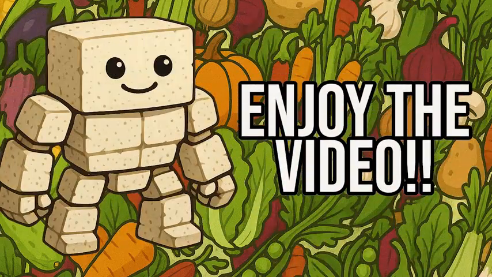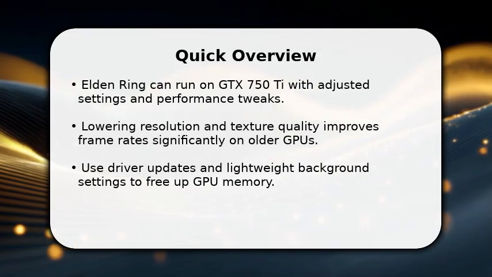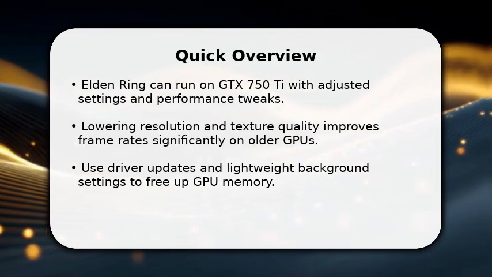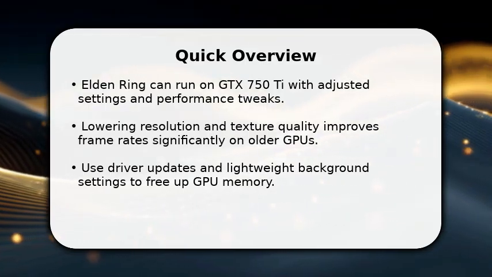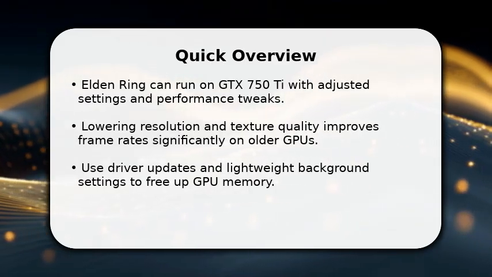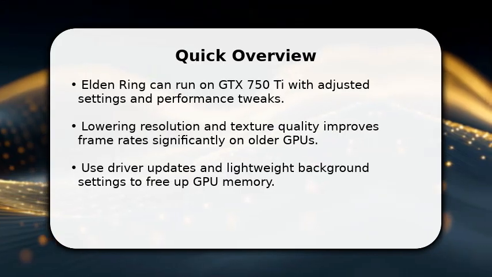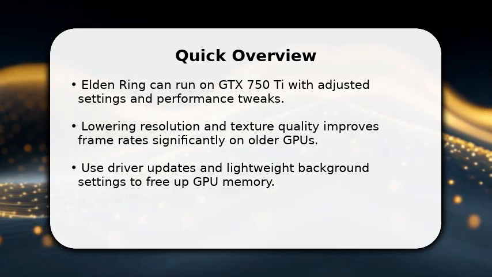Please enjoy the video. In this video, I will show how to play Elden Ring on GTX 750 Ti, easy method. Start by setting resolution to 720p and enabling performance mode in the game settings, then drop texture detail to low and disable shadows. Update your GPU driver and use a lightweight launcher to minimize background tasks.